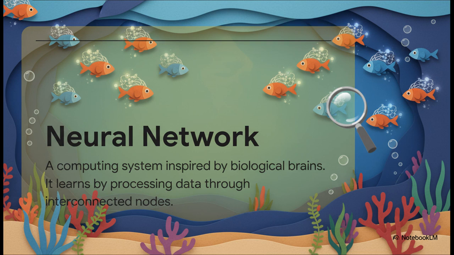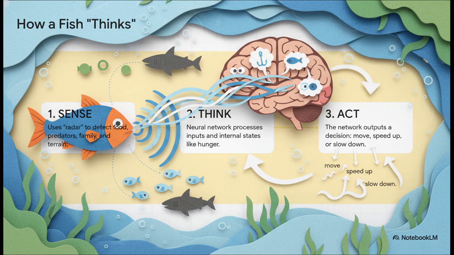You can think of it like a tiny, simplified brain. It's not just following some pre-written script telling it what to do. No, it's actively taking in information from its world and deciding on its own how to react. So the whole process is this really elegant three-step loop: sense, think, act.